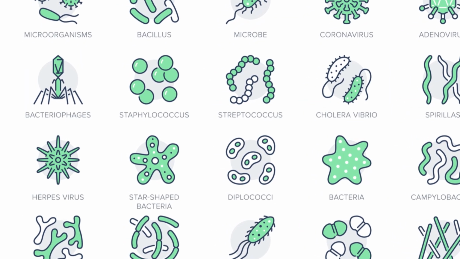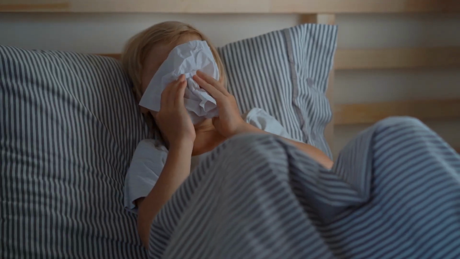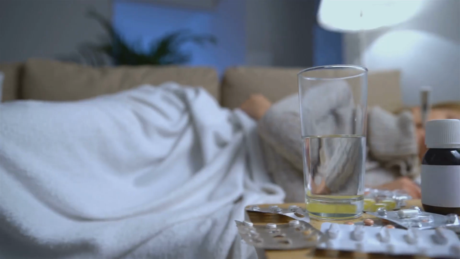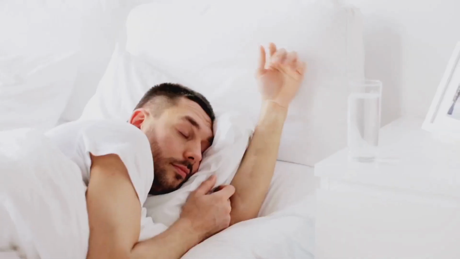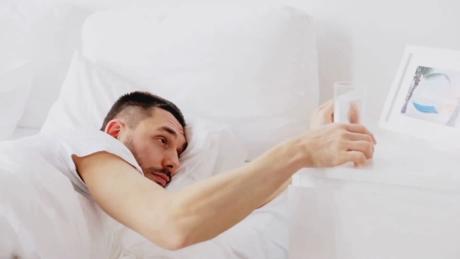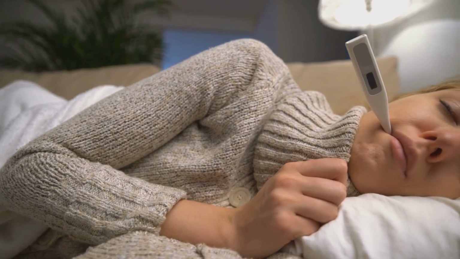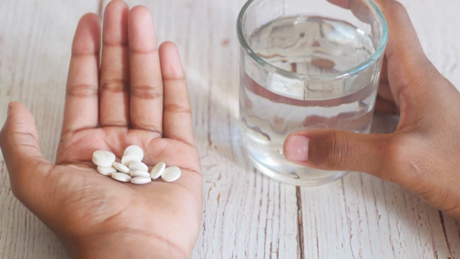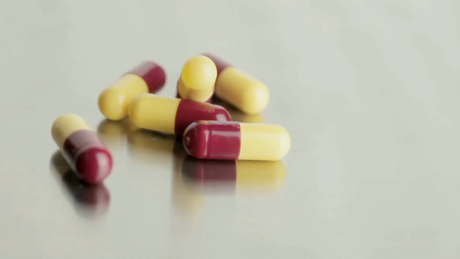Fighting viruses. Most viral infections like colds and flu go away on their own. Our immune system fights off the virus. Rest is important when you have a viral infection. Your body needs energy to fight off the virus. Drinking plenty of fluids is also crucial to stay hydrated. Over-the-counter medications can help relieve symptoms like fever and aches. However, they don't kill the virus.